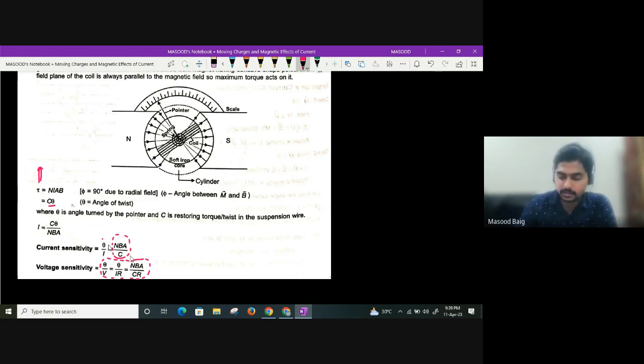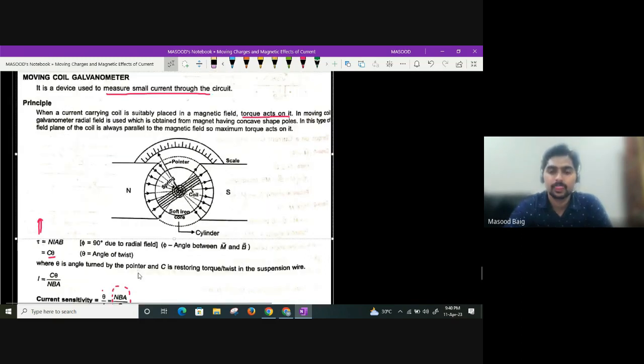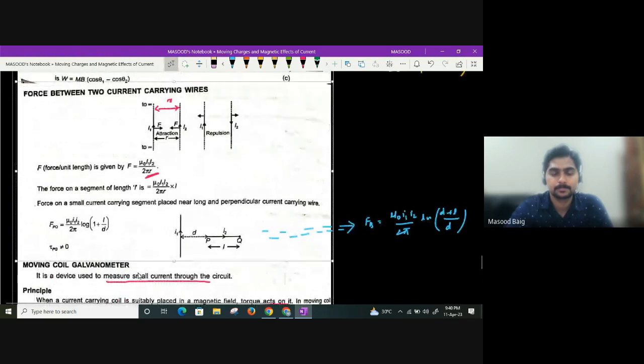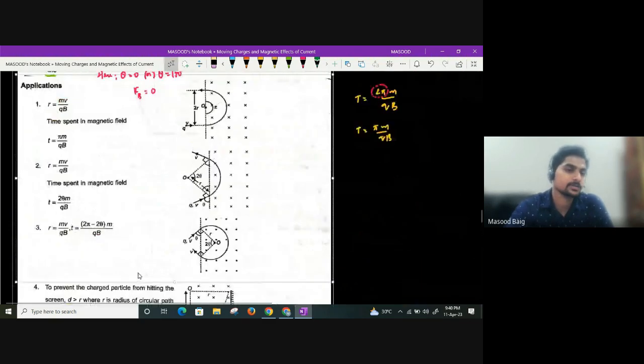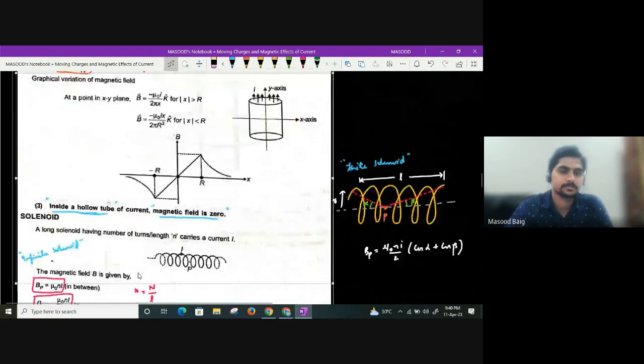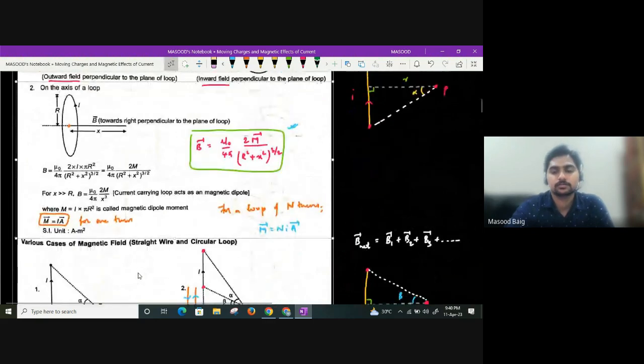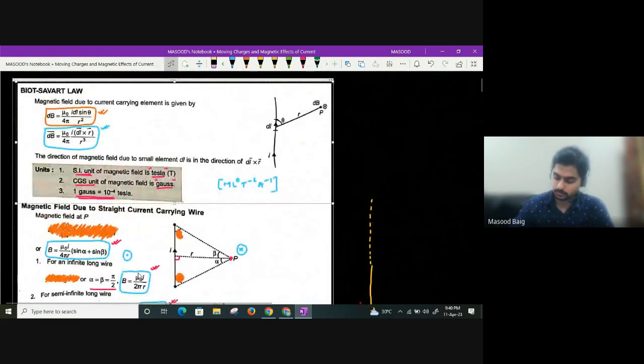How can you increase the current sensitivity? Previous year question again. Current sensitivity can be increased by increasing the number of turns. By increasing the number of turns, can you change the voltage sensitivity? It may change, may not change, because resistance again will depend on the number of turns, guys. Clear, all of you? Is that clear, everyone?